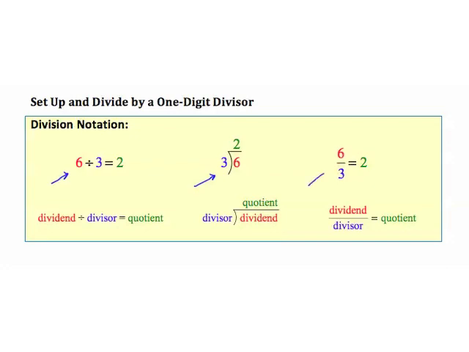The third and final division notation that we'll use is the fraction bar. And now you'll notice that 6, the dividend, is in the numerator of the fraction. 3 is doing the dividing, so that's our divisor in the bottom of the fraction. And over on the right, the answer equals 2, which is the quotient.